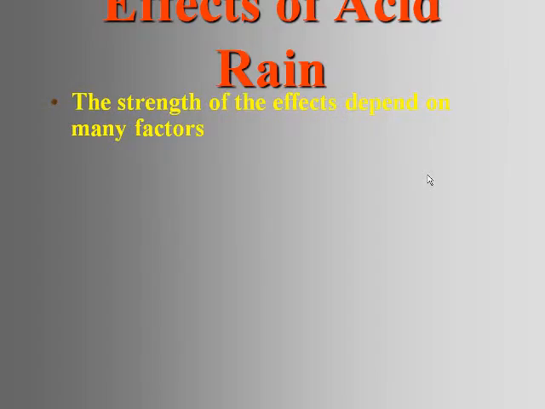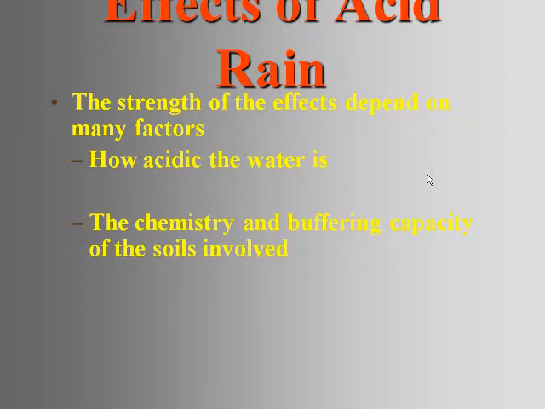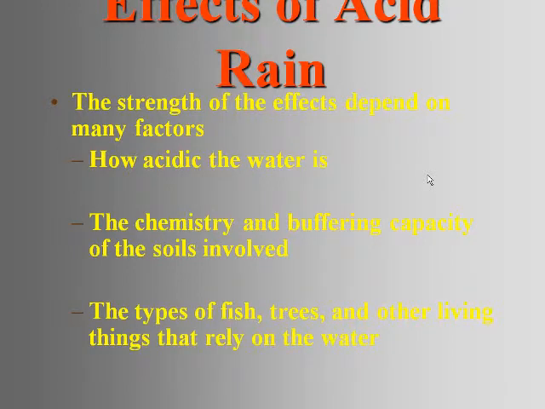Okay, so the effects of acid rain depend on the strength of the acid rain, so how acidic the water is. If it falls onto a soil, is there any buffering capacity by the soil? Is it able to absorb any of that acid? And then what other things rely on this? What type of environment are you in? And what type of ecosystem are you in?